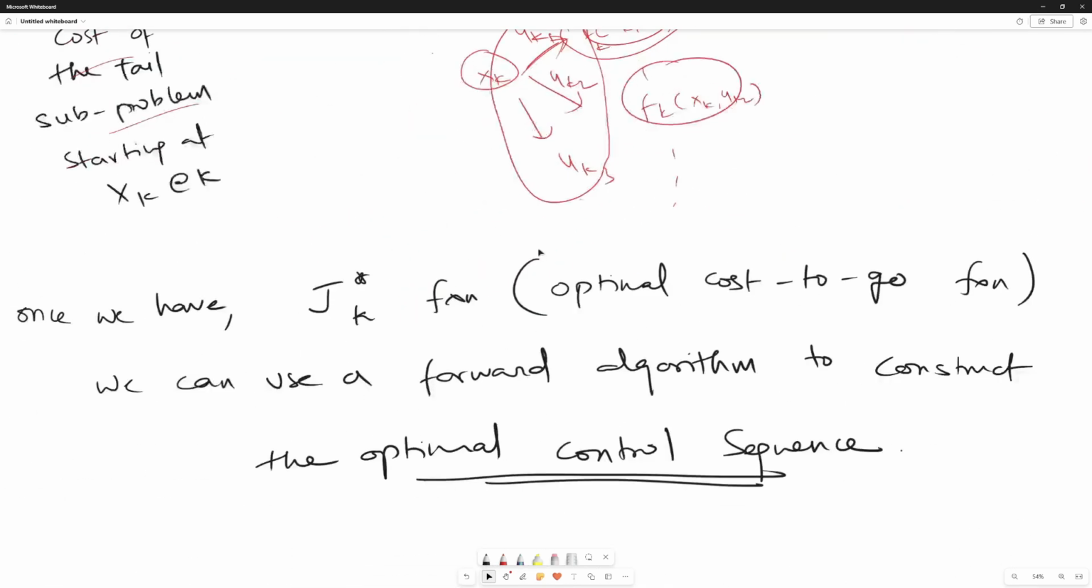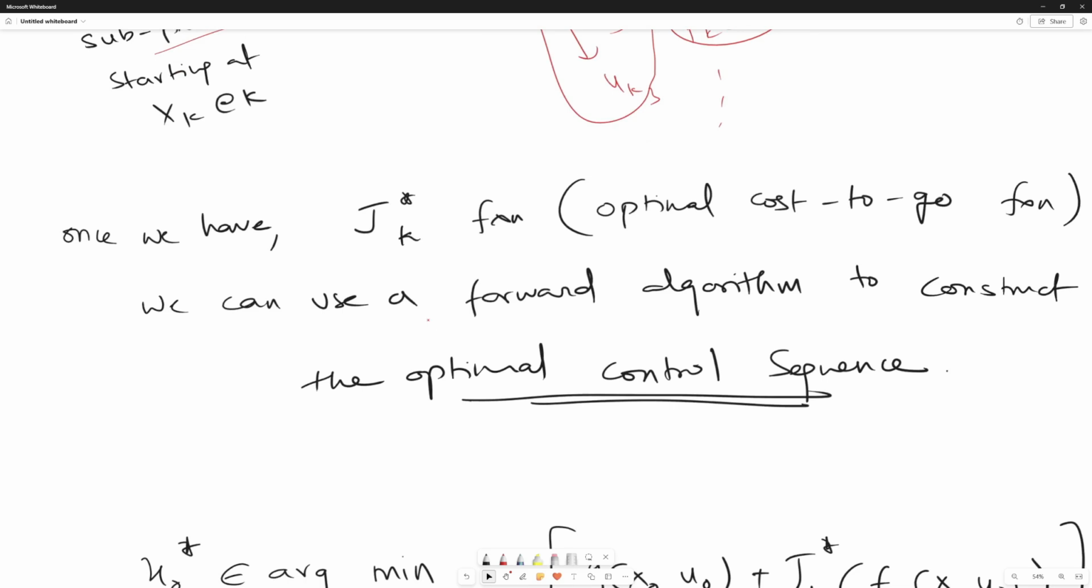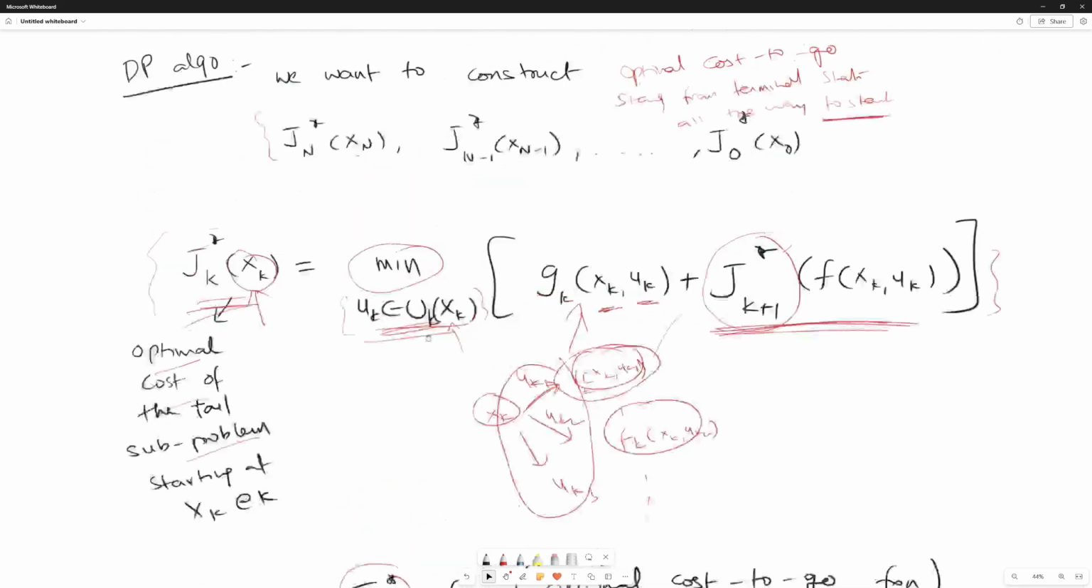Now, what we have is this function called jk star. This is called the optimal cost to go function. Basically, what it gives me is, maybe I'll explain it in this graph.